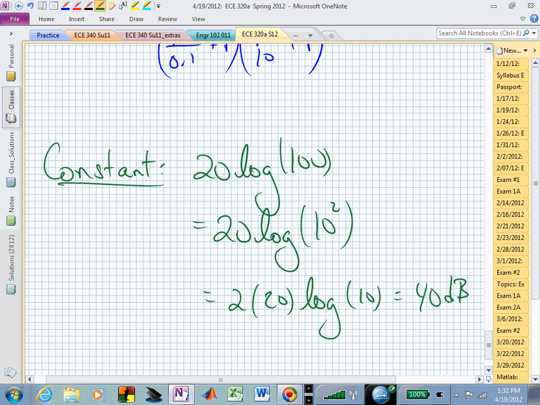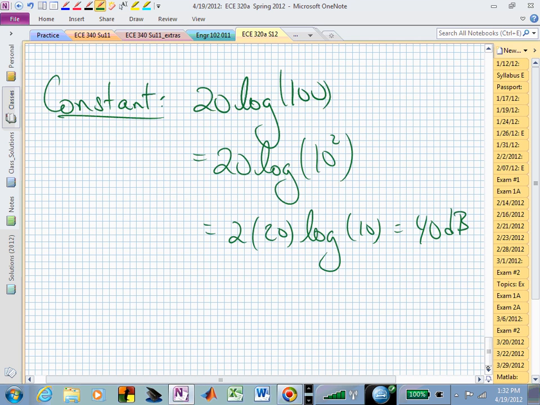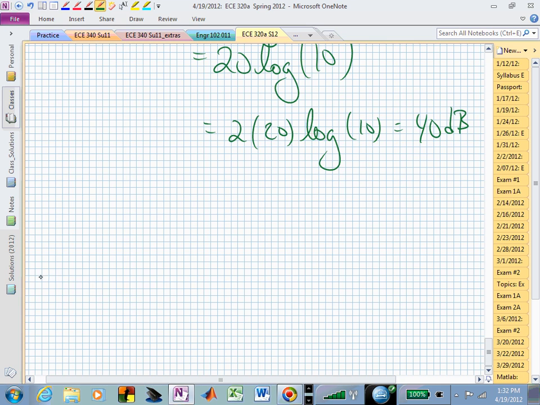So now we have 40 dB of gain due to the constant piece, and now we have a 0 at the origin. That'll give us a positive slope, and we will have 2 poles that kink at 0.1 and 10, or break at 0.1 and 10. So if we put those together real quick, we'll have action occurring.